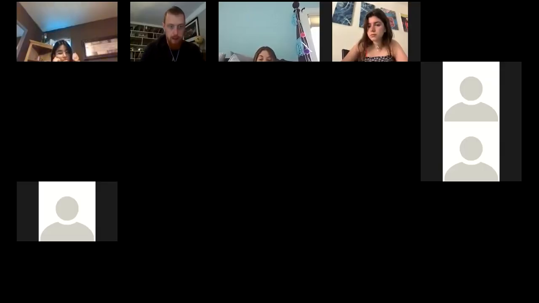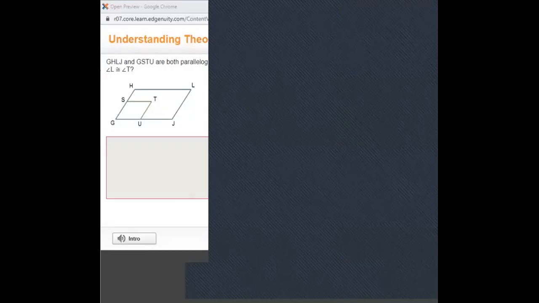So if we think about which of these facts about parallelograms we used in that answer, opposite angles of a parallelogram are congruent. Well, yes, because angle G and angle T were congruent, angle G and angle L were congruent. Angle T must be congruent to angle G. That's because of that opposite angles of a parallelogram are congruent fact. Angle G must be congruent to angle L, and therefore angle T must be congruent to angle L.